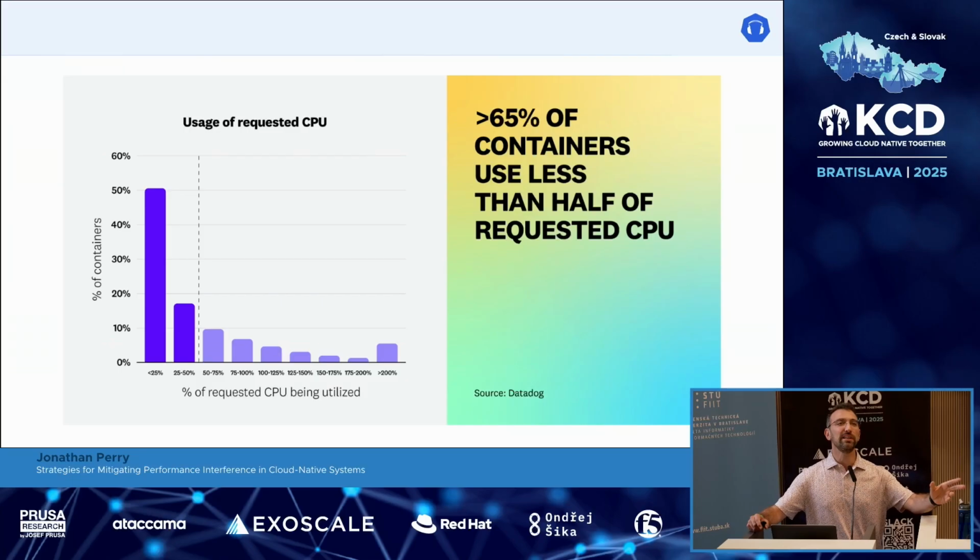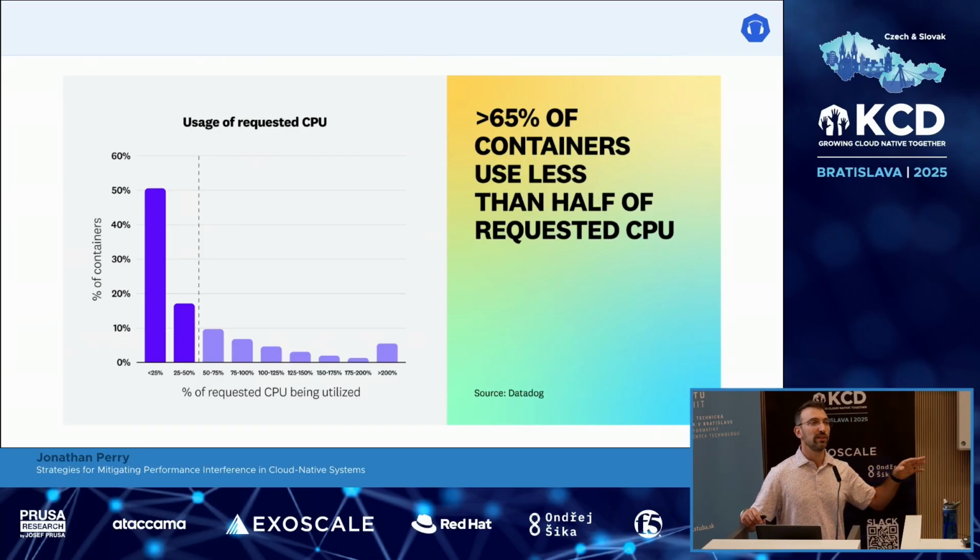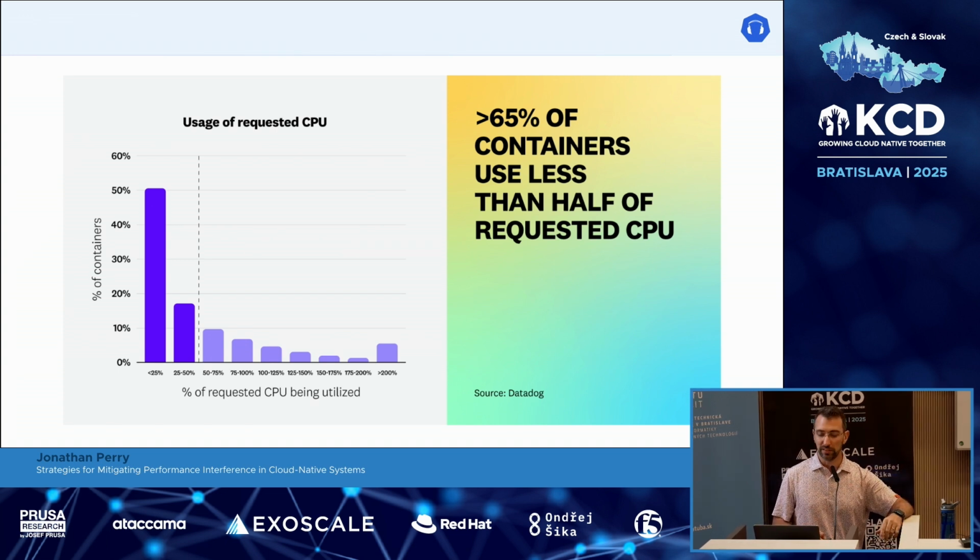But first, you might have seen one of these surveys. This one was published by Datadog, showing that a large fraction of the containers we run use a lot less than the resources that we allocate for them. Less than half of the allocated CPU is used by many of the containers.